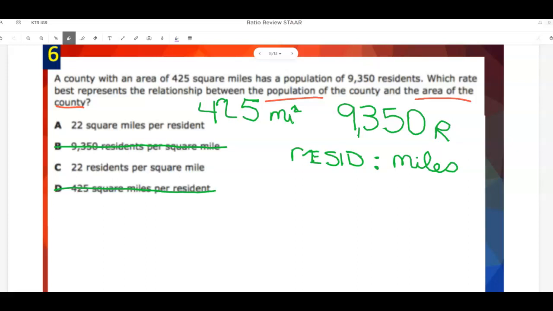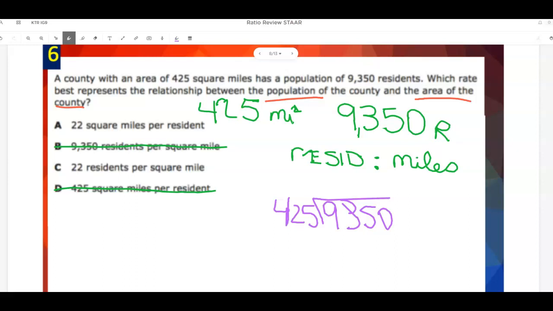Divide? Yeah, we would divide. If I had to do this without crossing out answers, I would do 9,350 divided by 425. Hold on, I'm trying to write and it's being weird. Alright. 425. You would divide to find out how many people per mile. Okay? And you would get 22. And that's our two answers.